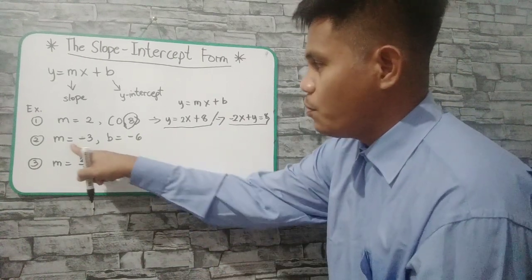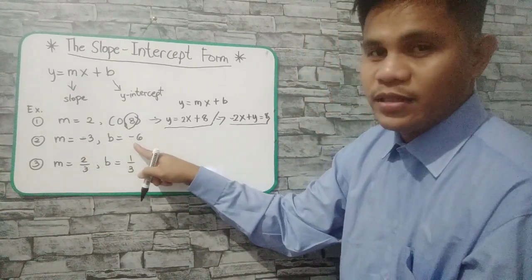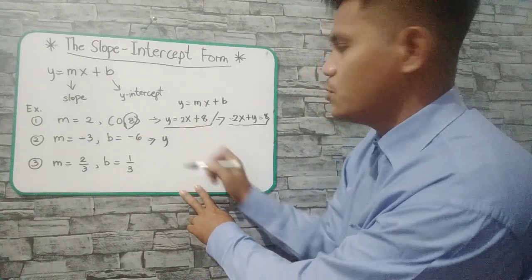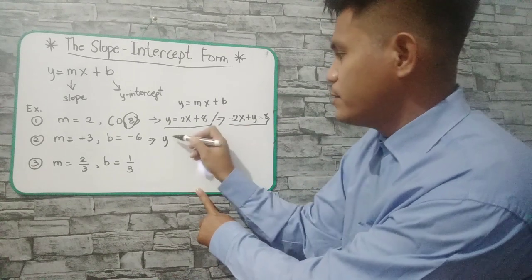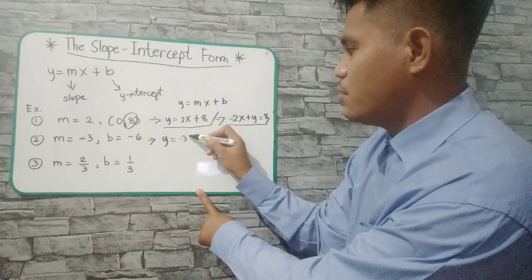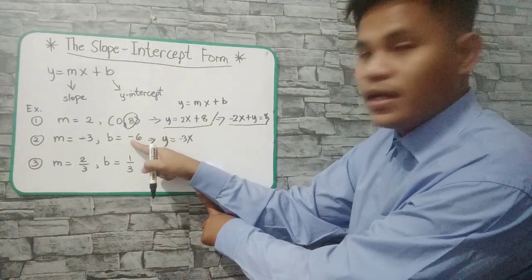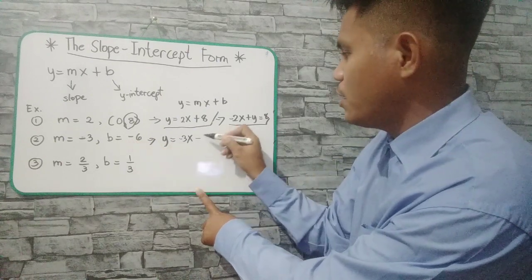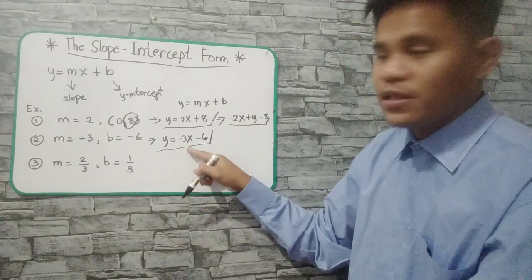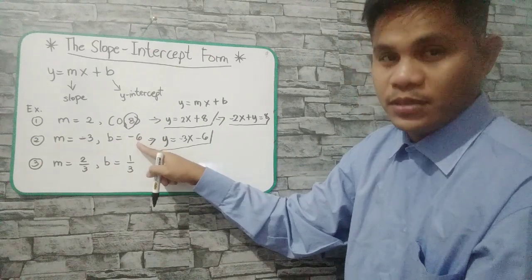We have the slope is negative 3 and b is equal to negative 6. So the answer for this one is, all you have to do is to write y, write the slope, which is negative 3, write the variable x, and since the given value for b is negative 6, you have to put negative 6. So there you go. This is the slope-intercept form for the slope negative 3 and y-intercept negative 6.